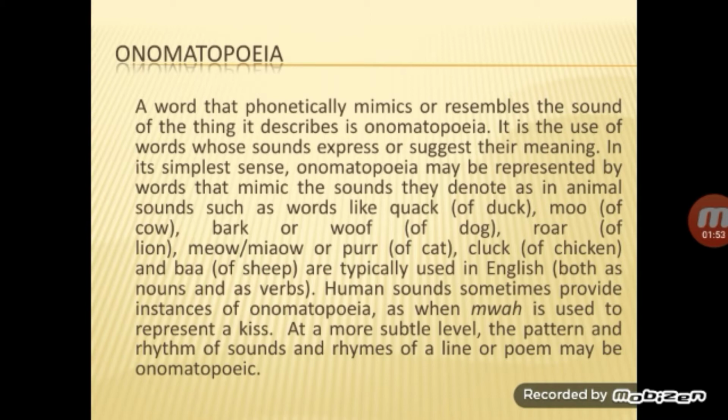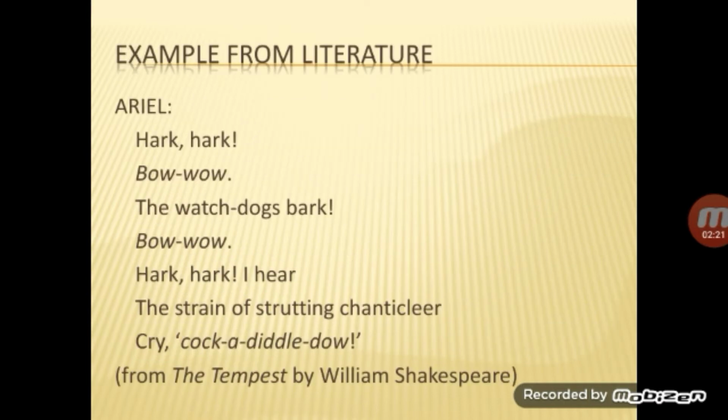These are all onomatopoeic words. Human sounds sometimes provide instances of onomatopoeia, as when a sound is used to represent a kiss. At a most general level, the pattern and rhythm of sounds and rhymes of a line or poem may be onomatopoeic. Let's see the example of onomatopoeia in literature.